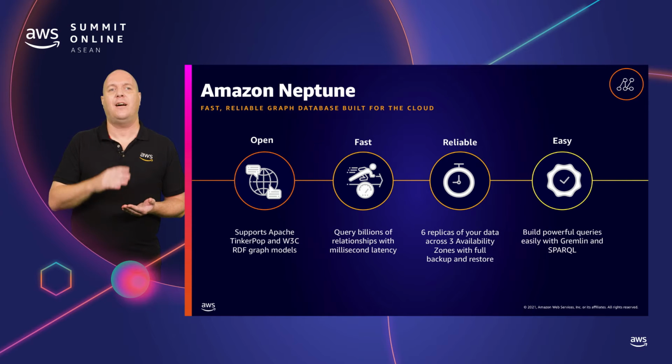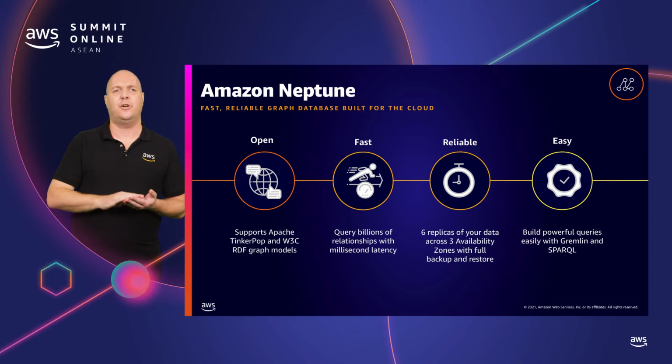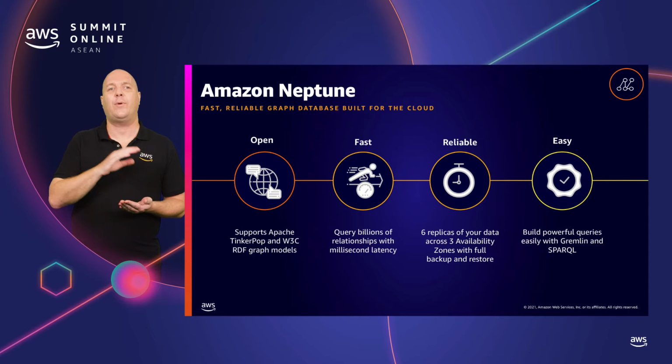Graph databases are optimized for highly connected data. If we want to use the right tool for the right job, for highly connected data sets, we need a graph database. And on AWS, that means we want Amazon Neptune, which is a fast, reliable, and fully managed graph database.